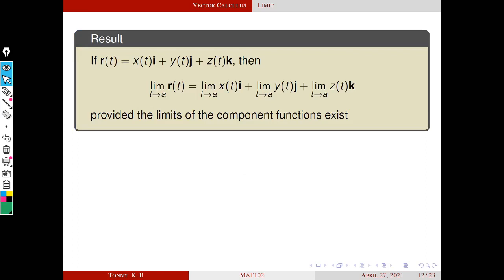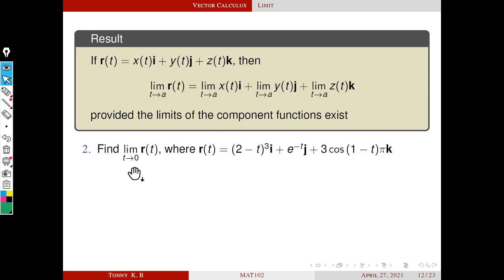It says that if r of t equals x of t i plus y of t j plus z of t k, and they are the component functions, then limit t tends to a of r of t is equal to limit t tends to a of x of t i plus limit t tends to a of y of t j plus limit t tends to a of z of t k, provided the limits of the component functions exist. That means you can take the limit of a vector function as the limit of the individual component functions. So this result is very helpful for evaluating the limit of a vector valued function.